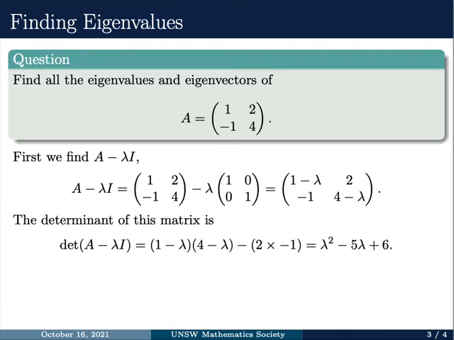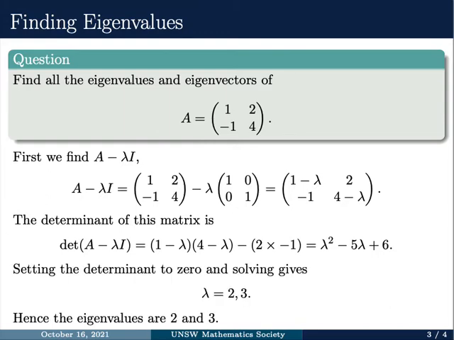Next we want to set this determinant to 0. I find the determinant of the matrix that we just worked out: I multiply together the diagonal terms, and I subtract the product of the two off-diagonal terms. And so we end up having lambda squared minus 5 lambda plus 6. I want to set this determinant to 0, and then we can simply solve the quadratic equation and obtain lambda equal to 2 and 3. So the eigenvalues of this matrix are 2 and 3.